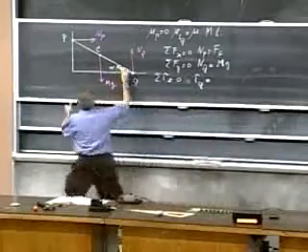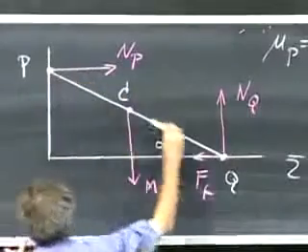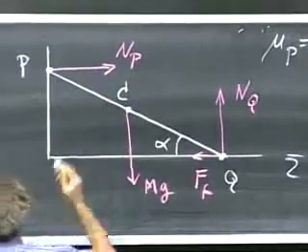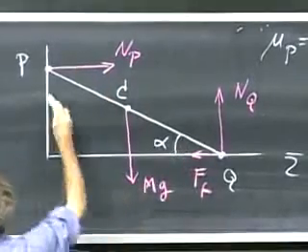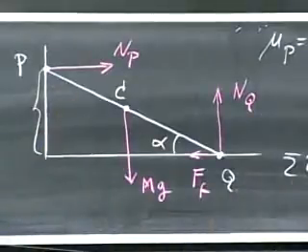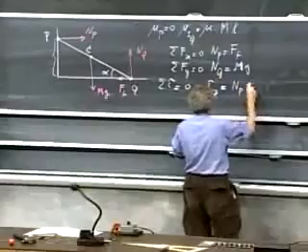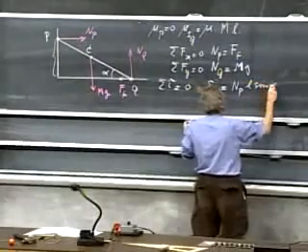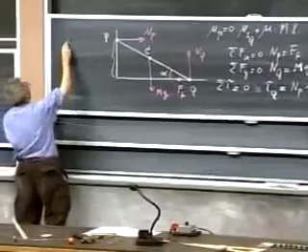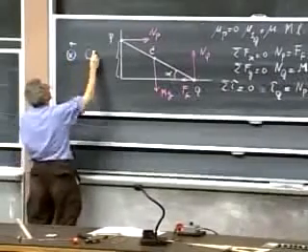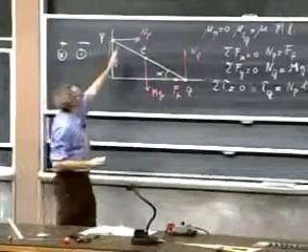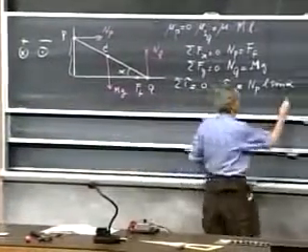So we have N_P, the cross product of the position vector to this point times the force. Since the length is L and the angle is alpha, this is L sine alpha, so I'm going to get N_P times L sine alpha. A torque that is into the blackboard, I call that my positive direction, and a torque that is out of the blackboard, I give a negative direction. So this one is into the blackboard, so I call that positive.